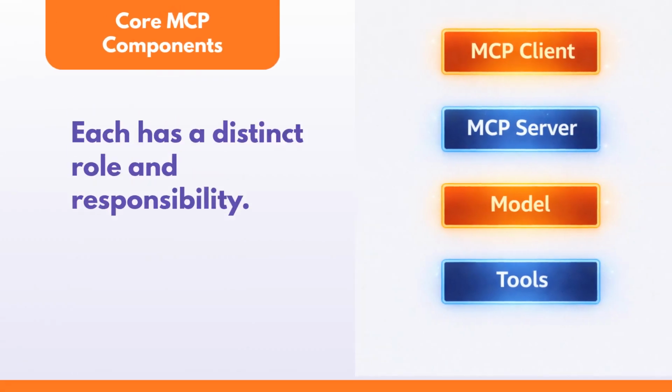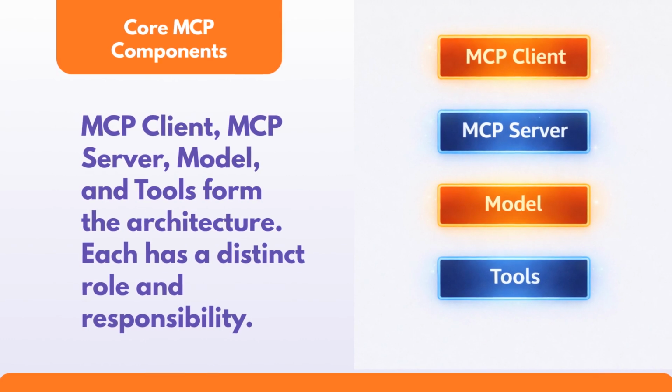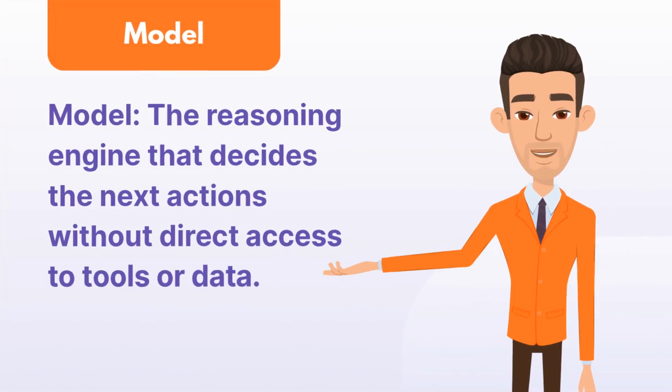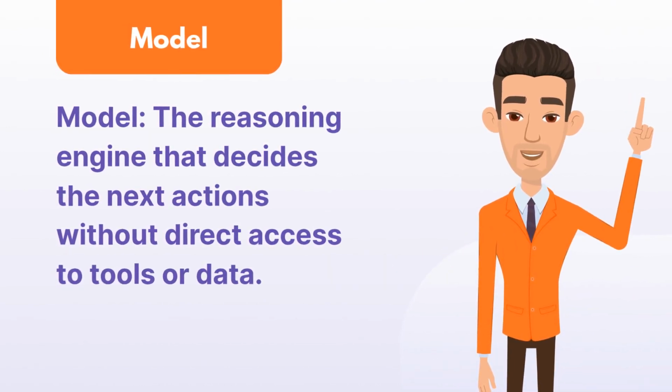At a high level, MCP architecture consists of four main components. Each has a clear responsibility. The model is the reasoning engine. It decides what to do, but it does not directly access tools or data.